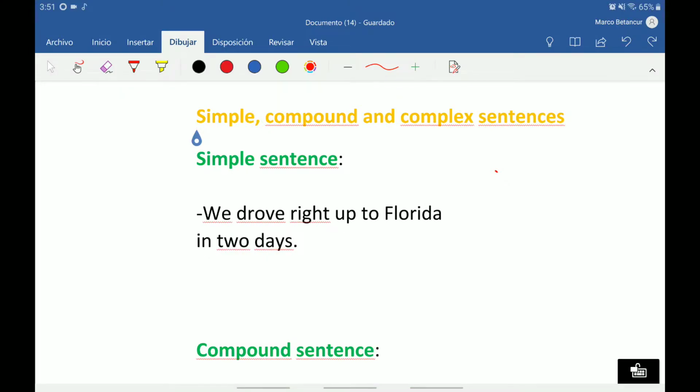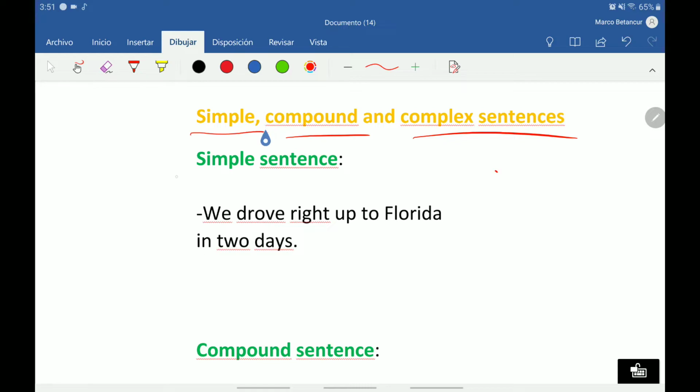So hello friends, as we said in class, I'm going to show you here the three different types of sentences we've been working on. So remember guys, we first have simple sentences, right? We have compound and we have complex sentences.